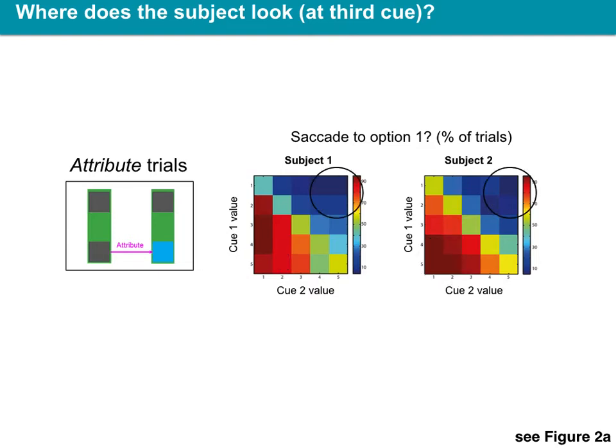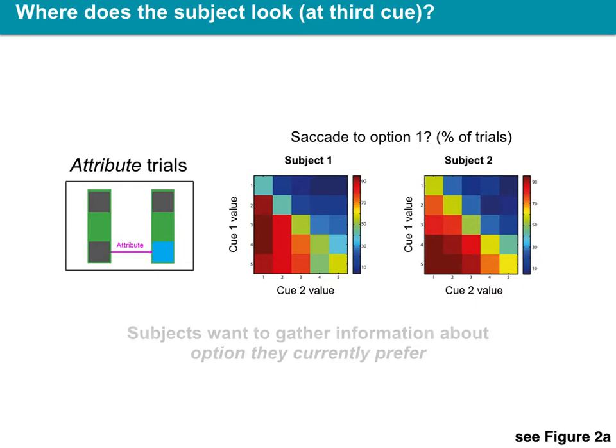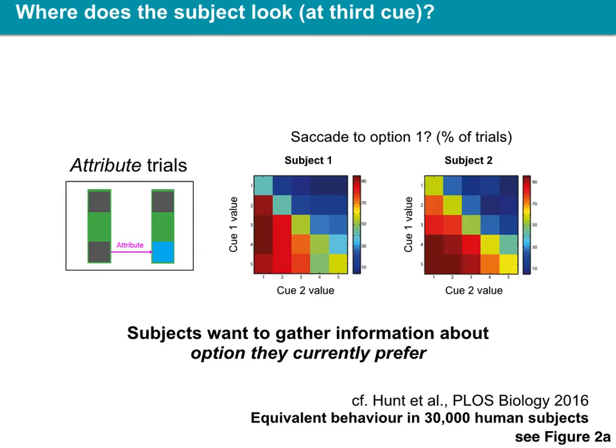But on the other hand, when option 2 is high in value and option 1 is low in value, the subject tends to saccade vertically to gather more information about option 2. In other words, subjects tend to gather more information about the option that they currently want to choose. And this is a behaviour that might remind you a little bit of confirmation bias style effects in psychology. But it's also a behaviour that we've seen in a human version of this task, which we collected in this large data set via a smartphone app, which we published a couple of years ago in PLOS Biology.